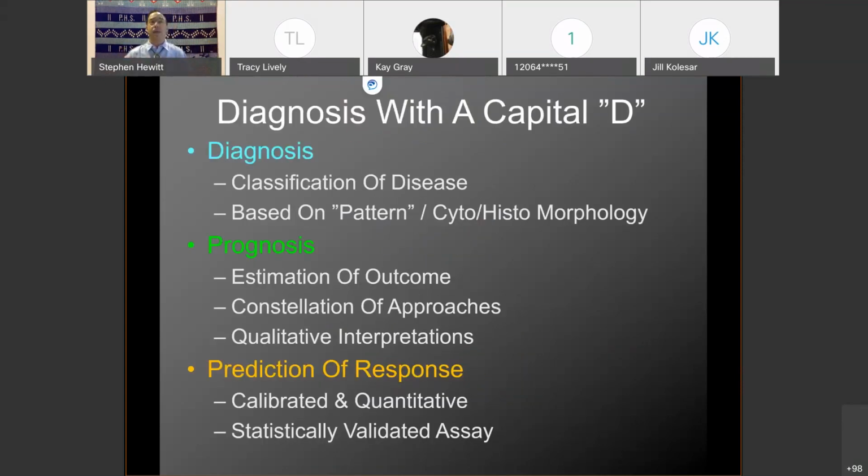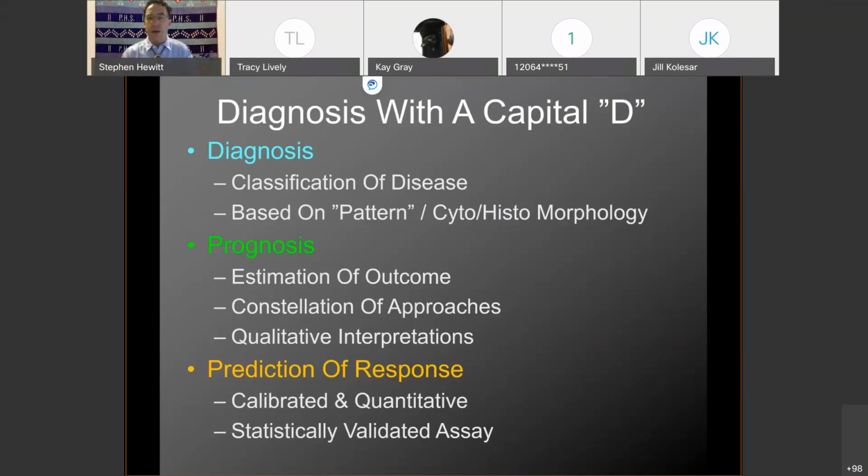Diagnosis with a capital D. I love to play language games with the word diagnosis because it means different things to different people. And I oftentimes wrap all three, diagnosis, prognosis, and prediction of response, into the D word, diagnosis. But really, diagnosis with a small d is the classification of disease based on histomorphology and cytomorphology, and is what my bread and butter job is.